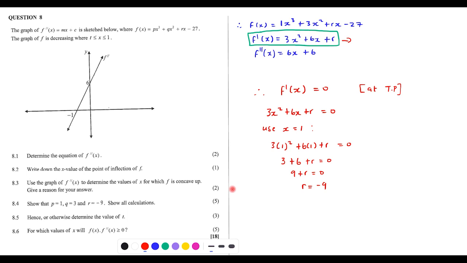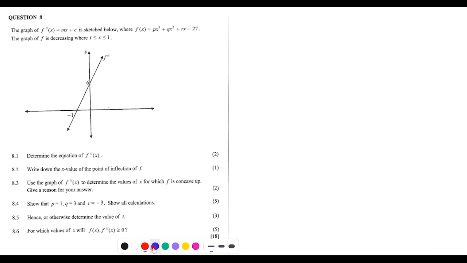Now here, to update our equation, we're going to have 1x cubed plus 3x squared minus 9x minus 27, and that is going to be our equation now for f of x. All right, now let's go ahead and look into another question, which is an 8.5 question. So 8.5 now says hence or otherwise determine the value of t.